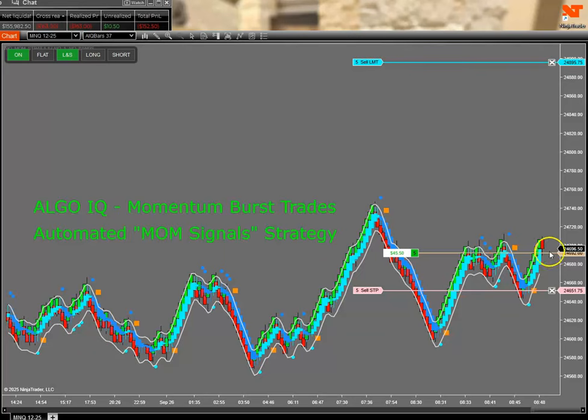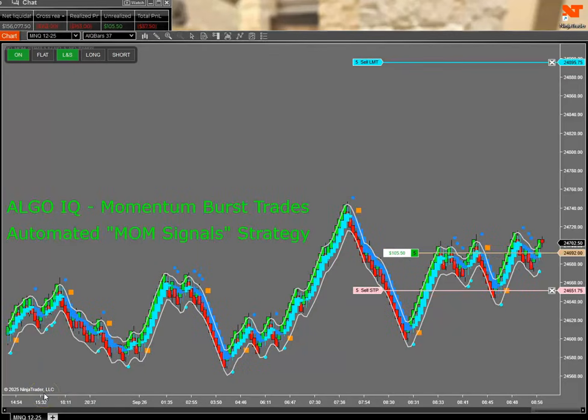So P&L is staying flat even though I'm in Chop City, which typically hacks traders to death because they get committed one way and then it changes on them and then they get flipped around in their head and you start chasing your tail. The automation doesn't give a rat's ass what the market's going to do. It just follows price. And that I like.